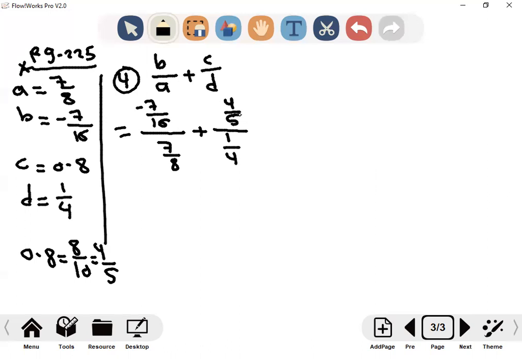Do you understand? Okay, what does this mean? Negative 7/16 over 7/8. What's this? It is division, right? Remember the division formula? The first fraction stays the same. The division will be multiplied. The second fraction turns to its reciprocal, 8/7. Plus, the second part stays the same, 4/5. The division becomes multiply, and 4 over 1.